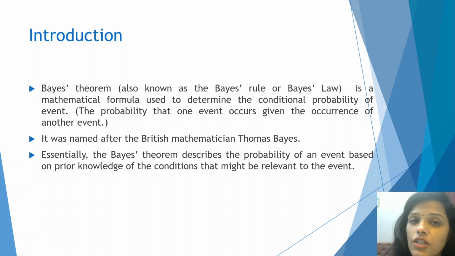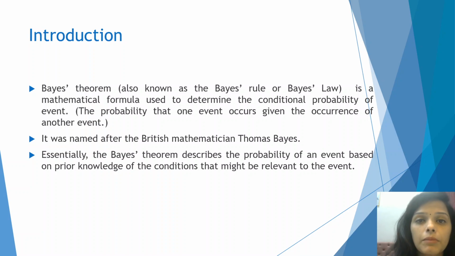Now what exactly is conditional probability? The probability that one event occurs given the occurrence of another event is called conditional probability, which means we have to find out the probability of one event, assuming that another event has already occurred before it. So if we are aware of the probability of one event, we can find out the probability of the next event that is happening. That is called conditional probability, and Bayes' theorem helps us find the conditional probability of an event using a mathematical formula.